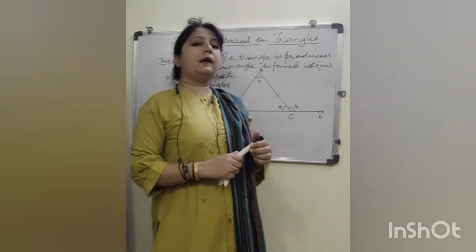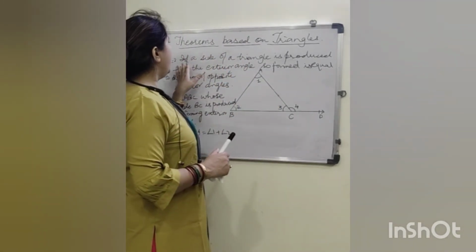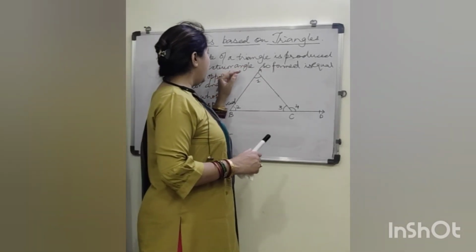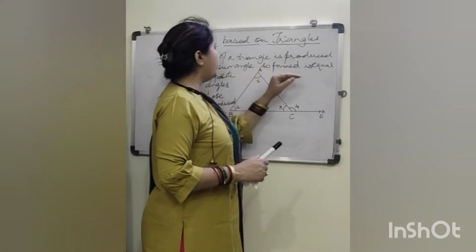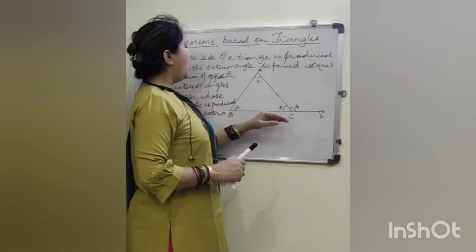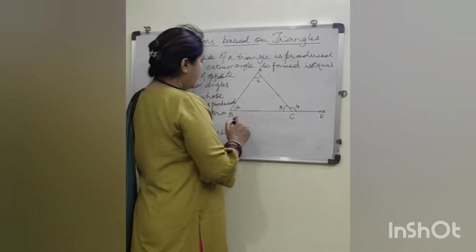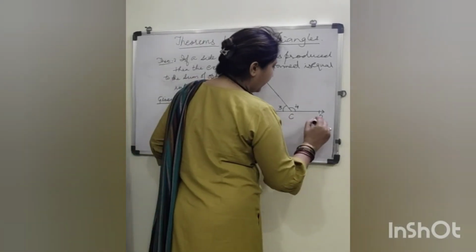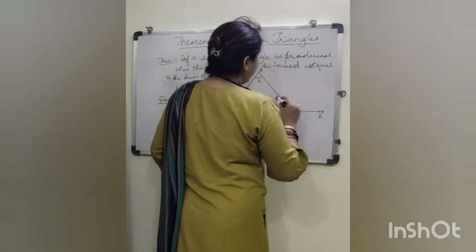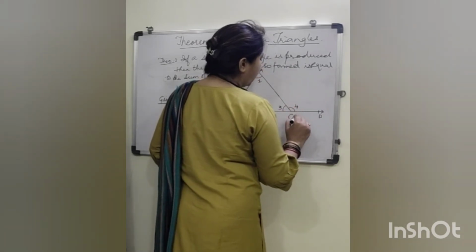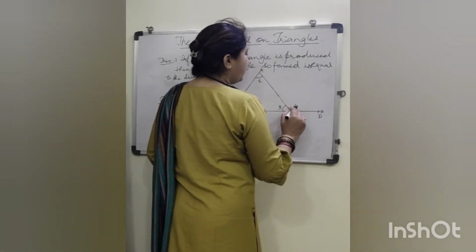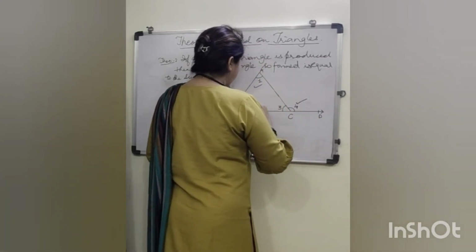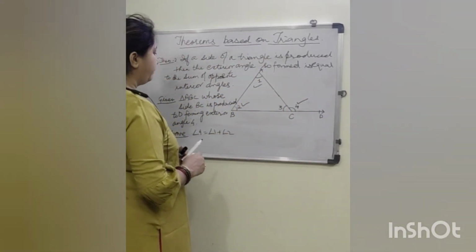Now here comes the another theorem, that is, if a side of a triangle is produced to the extent, then the exterior angle so formed is equal to the opposite interior angles. Like I have taken triangle ABC and I have produced the side BC to D. So exterior angle 4 is formed. Now we have to prove that this angle 4 should be equal to angle 1 and angle 2.